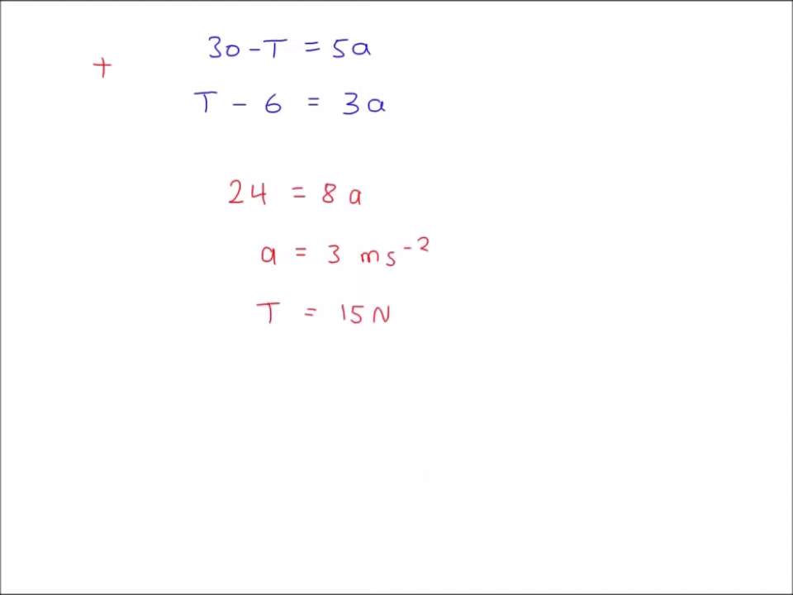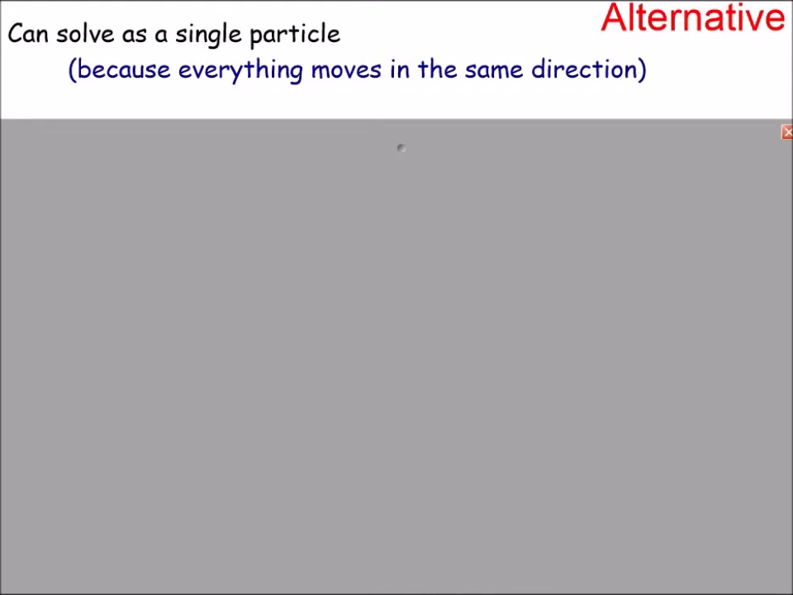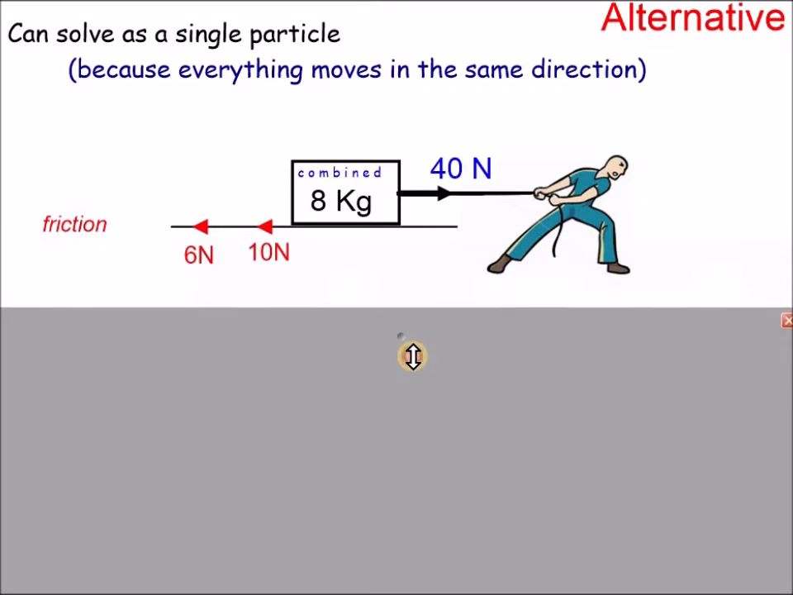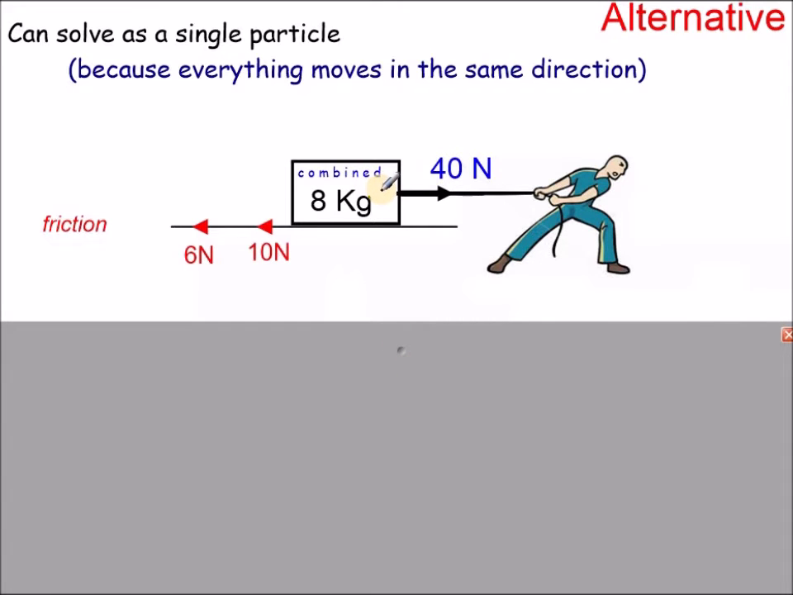So now we have some simultaneous equations to solve here. So if we just add them together, we get A equals 3 meters per second squared and T equals 15 newtons. Now we can connect our two systems together and pretend there's a single block of mass 8 kilograms. Yeah, this comes under the connected particles topic.